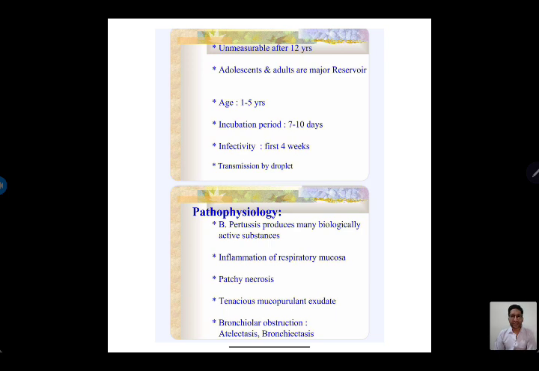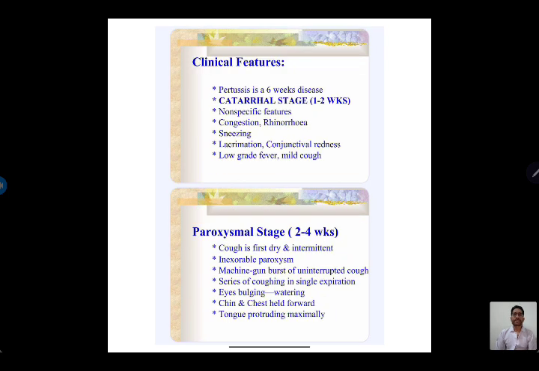Pathophysiology: B. pertussis produces many biologically active substances. Inflammation of the respiratory mucosa, patches of necrosis, tenacious mucopurulent exudate, bronchoalveolar obstruction, atelectasis, bronchiectasis. Clinical features: pertussis is a 6-week disease.